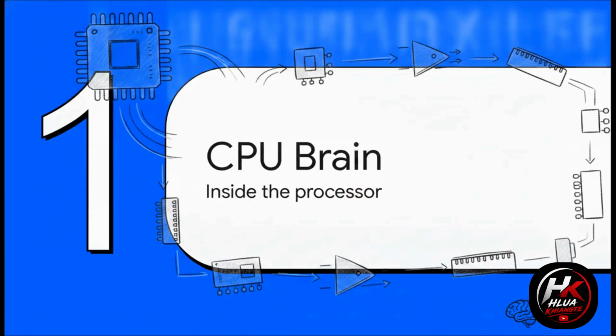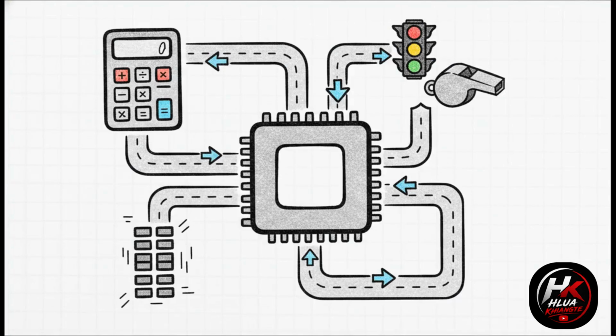All right, section 1, the brain of the computer. Let's peek inside the physical processor. Inside that tiny piece of silicon, you basically have 4 main components that make up its anatomy. First up is the ALU, the arithmetic logic unit. This is the calculator, right? It handles all the raw math. Then you have the control unit, which acts exactly like a traffic cop, directing all the operations using electrical control signals.